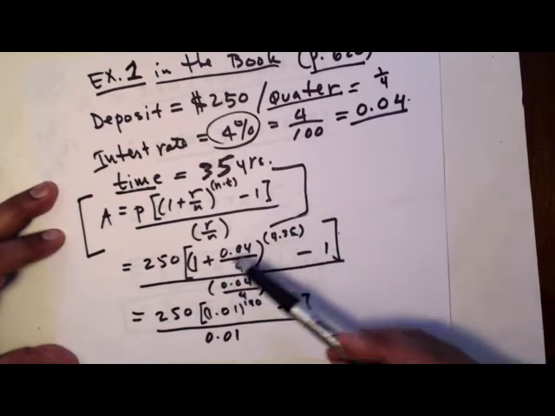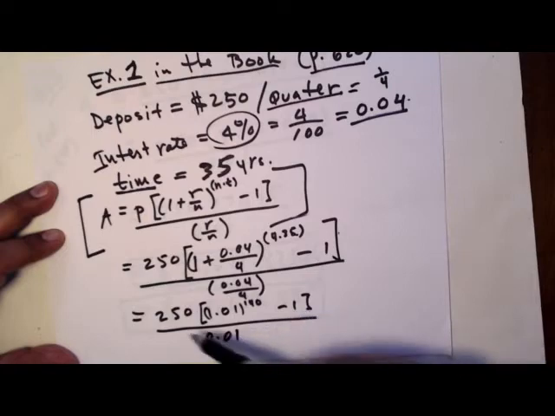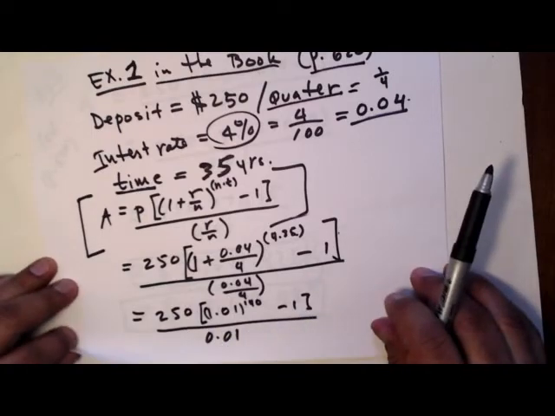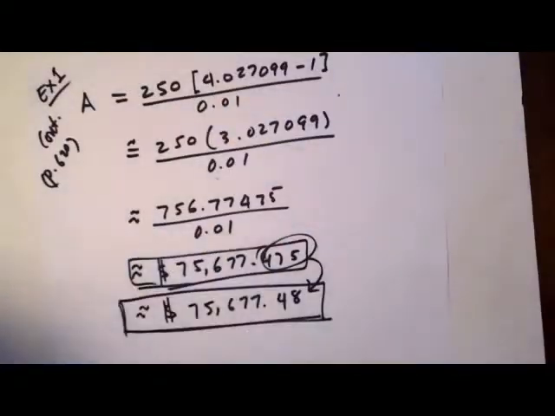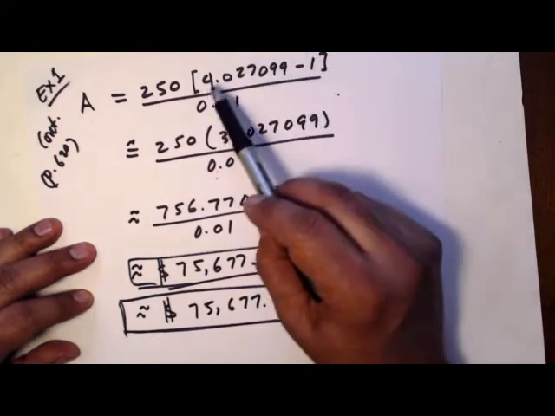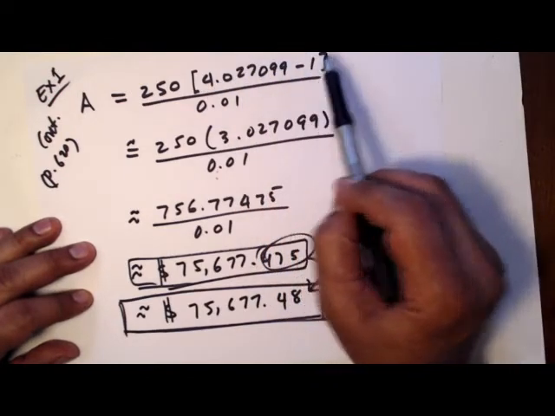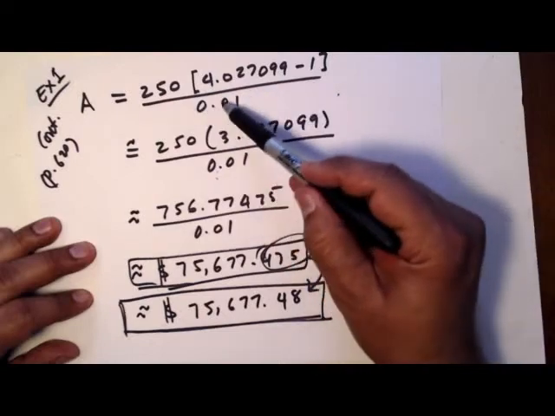And so you plug in the numbers, you basically end up with 250 multiplied by, open the brackets, 1.01 raised to the 140 minus 1 divided by 0.01. If you continue with the calculation, you end up with 250 and then multiply by 4.022709 minus 1. You divide this by 0.01.